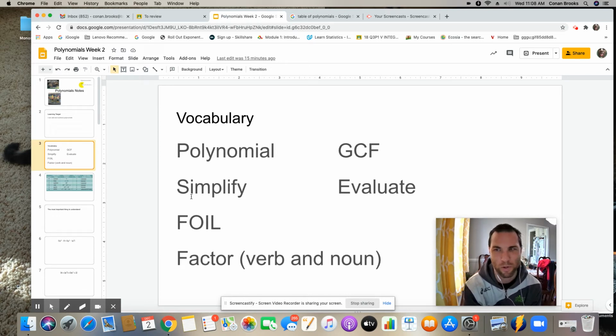And then you also need the same vocab for foundations, which is like, what is a term, what is a coefficient, what is the exponent, what is a variable. And then for simplify, there's just two parts. The two parts for simplification are distributive property and combine like terms. Okay, so that's what we're going to do today. All the rest we'll do later.